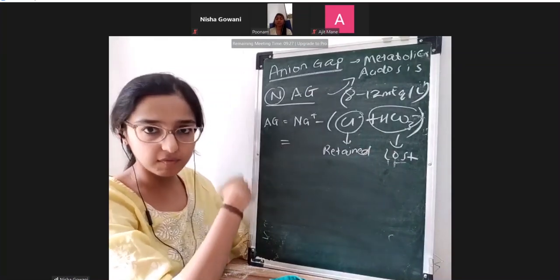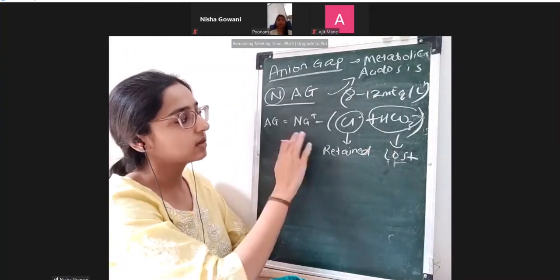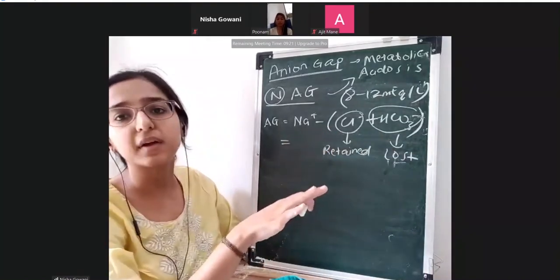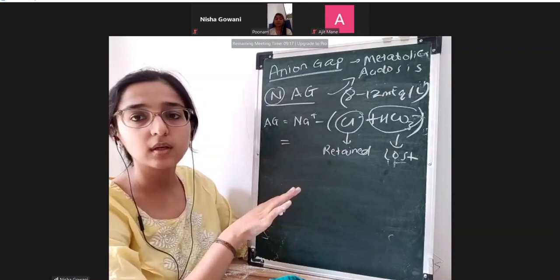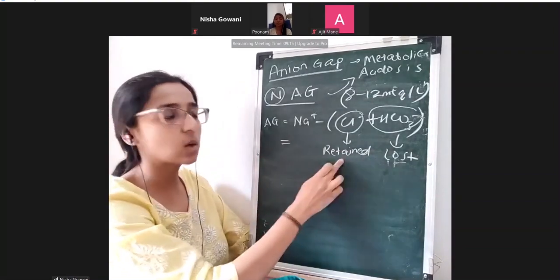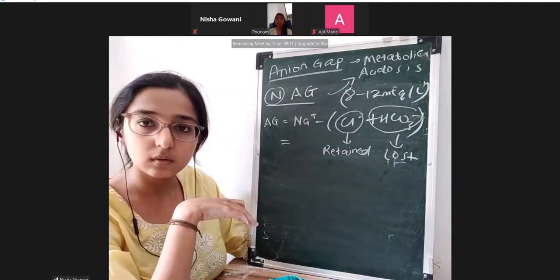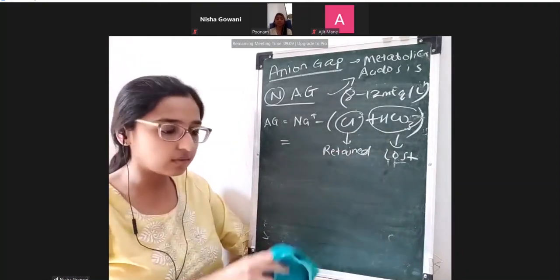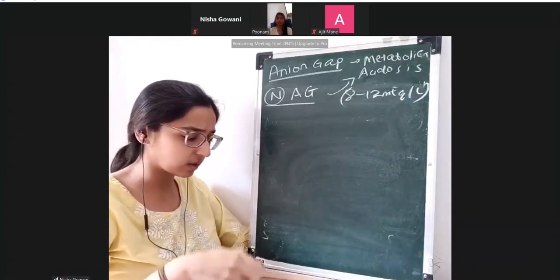So in the following conditions, which we will discuss now, the ultimate equation is not affected. Is this understood? Why it is normal? Because the bicarb loss is compensated by chloride retention. Okay. So now we will see what is the mnemonic for this and what are the examples.